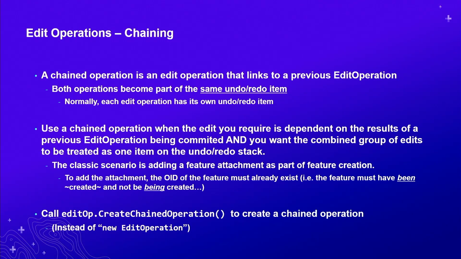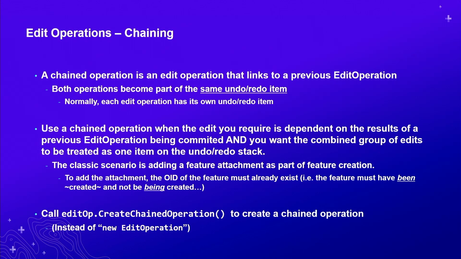Chaining. This is a more advanced concept. So we said that the methods must be independent from each other, and the classic example that we use in the old days, I guess, is adding an attachment. So if you take a look at the syntax for adding attachment, it requires an OID. So in the same edit operation, what I can't do is create a feature and return the OID from it, and then use that OID as a parameter for the add attachment, because I don't know what it is. I don't know what the OID is going to be until the execute actually runs.